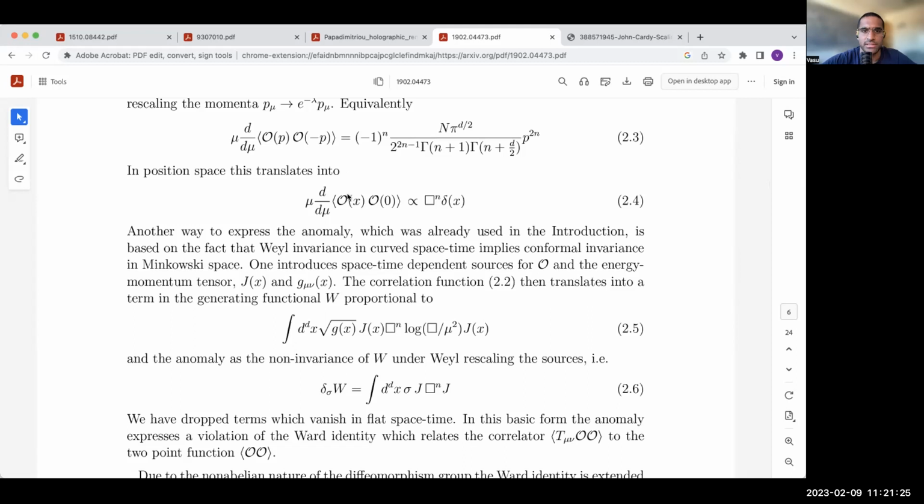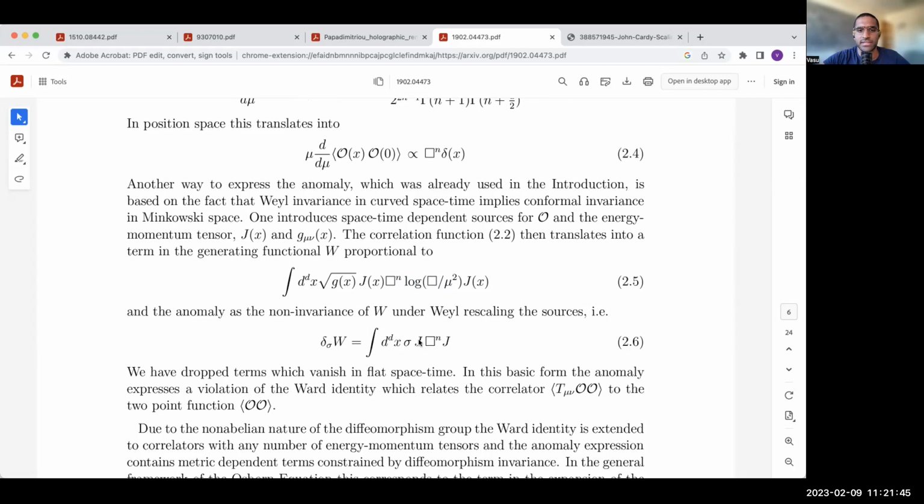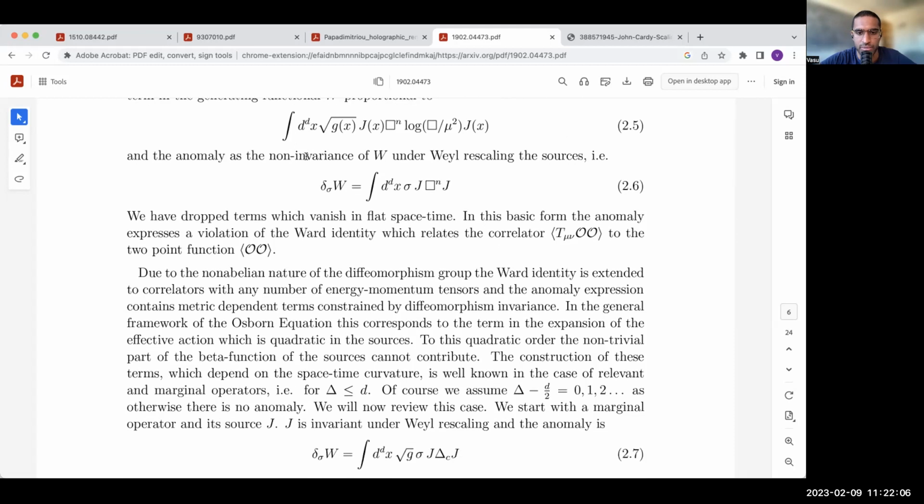And so basically they say this is what happens in momentum space, in flat space, but you can translate that to what happens when you introduce sources into your problem. And then you see that the quadratic contribution to the generating functional has the following structure. And under Weyl rescaling, it gives us the following answer, right? And so you drop terms that vanish in flat space, and the basic form of the anomaly is expressed as a violation of the Ward identity, which relates the correlator TOO to the two-point function OO, right? Because trace T is going to compute this. So knowing TOO will tell you all about this and all sorts of related contributions.